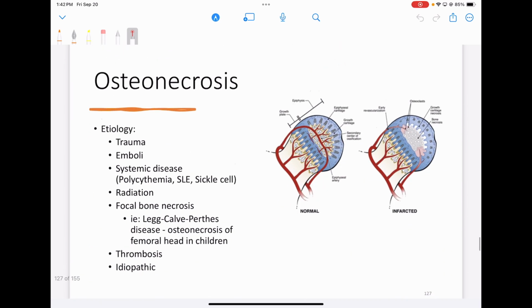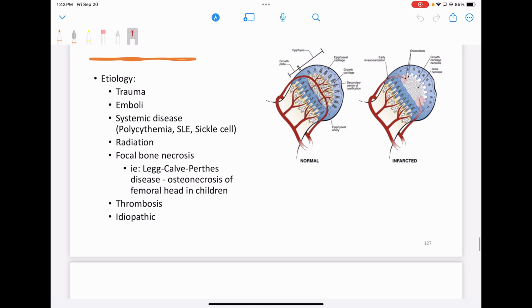So, etiology: trauma, emboli will do it again. If you get a clot that gets lodged in there, anything distal to that clot will not get any blood supply. Systemic diseases, polycythemia, here's your lupus again. It always pops up. Radiation, focal bone necrosis. You'll learn about Legg-Calvé-Perthes in ortho in the winter. Thrombosis, a clot, or maybe just idiopathic. It just happens, we don't know why.